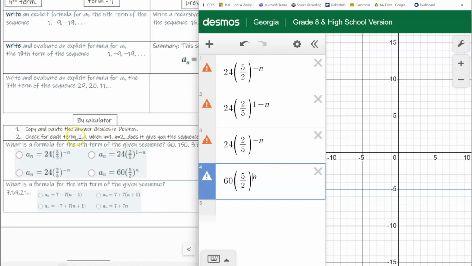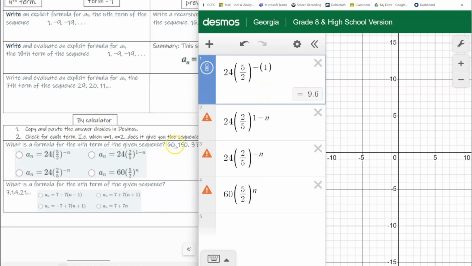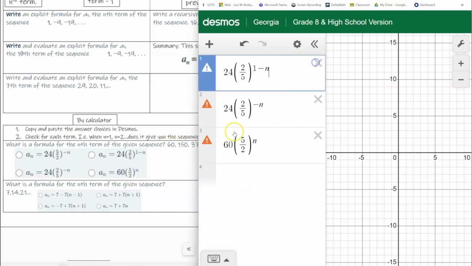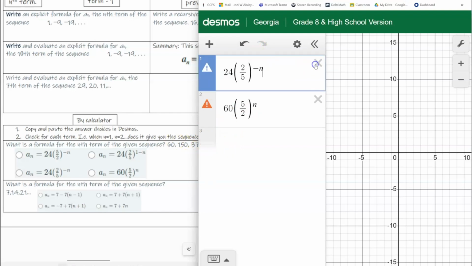Then it says check for each term, that is, when n is equal to 1 or when n is equal to 2, does it give you the sequence? So when n is equal to 1, does it give me 60? When n is equal to 2, does it give me 150? Let's go ahead and put it in. We substitute where we see n; I'm going to put 1. Does it give me my first term? No, so it is not A. I'm just Xing that out. I'm going to go to the second one. When n is 1, does it give me 60? It does not, so I'm going to X that one out.